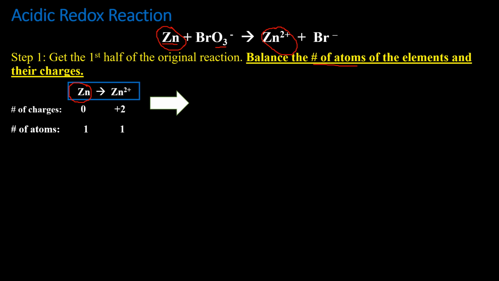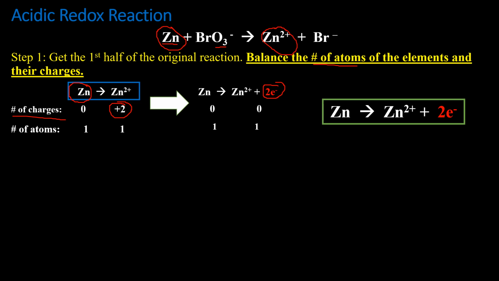Okay, so take note, electrons is what we are using in here, not the protons. So to adjust these charges, of course, we are going to change that positive 2 to make it 0. So we add 2 electrons therefore on the product side, so that positive 2 plus negative 2 would be equal to 0 for their charge. So the first half of the reaction will be Zn yields Zn2 positive plus the 2 electrons. So this will be used later on.